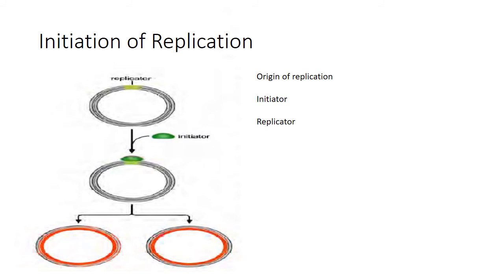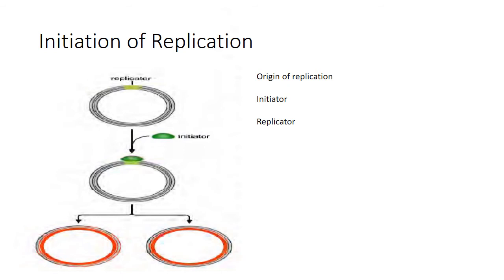Now, a replicator is also a part of DNA, which is in cis form, and it helps in unwinding of the DNA. The initiator is a protein which binds to the replicator, and then they function together so that the unwinding of the DNA becomes very fast, and the replication fork emerges and starts the process of replication.